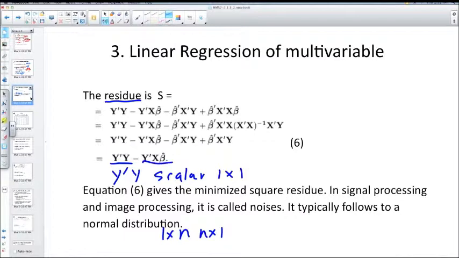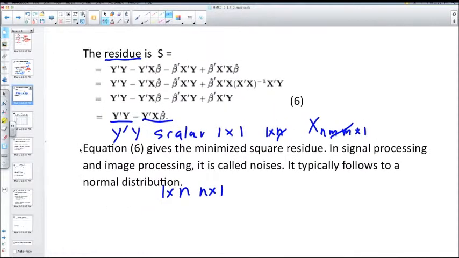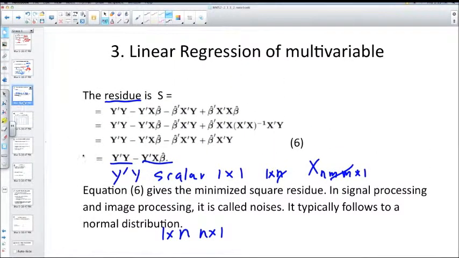So it's this one. And the x is n by m, and the beta is m by 1. The y is n by 1. Can you see it? Again, that's a scalar. So anyway, you get this residue. That's the total error. So we get the solution here.